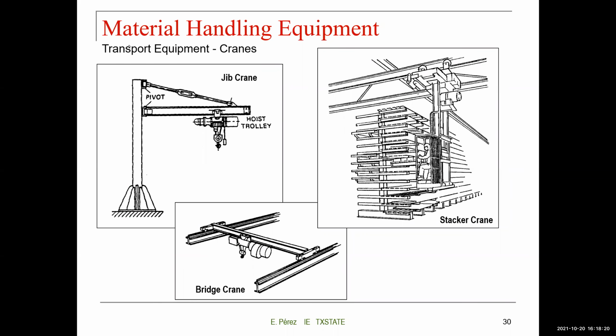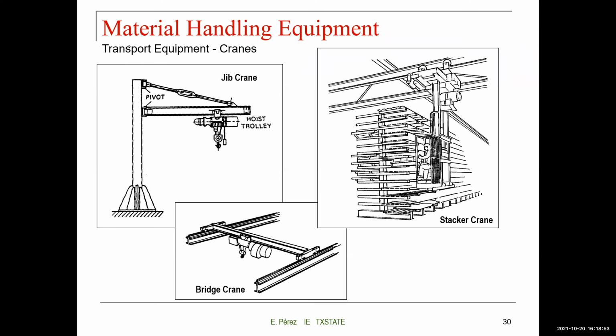So here we have different types of cranes. The jib crane is here at the top left. We have the hoist trolley here at the top and the pivot. We have the stacker crane. The idea again is to be able to move up and down and you stack materials accordingly. And the bridge crane that offers movement from left to right and up and down.